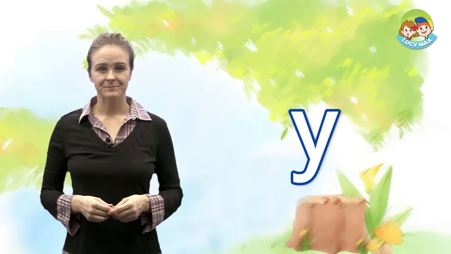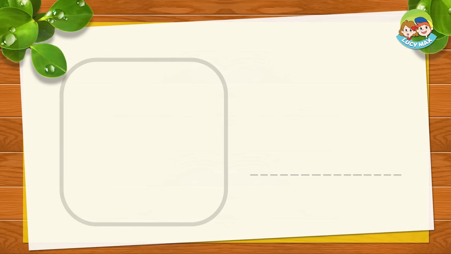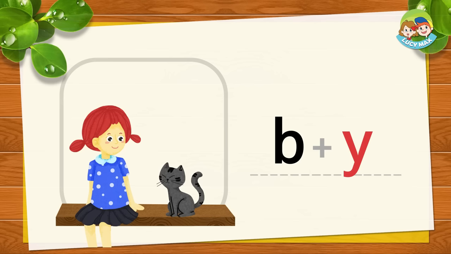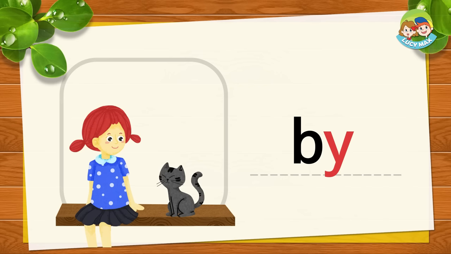Now we'll learn the sound I with the letter Y. In some words, just the letter Y makes the I sound. Let's see some of those words. The girl is by the cat. It means the girl and the cat are very close. B, I, by. Now you try. Good.